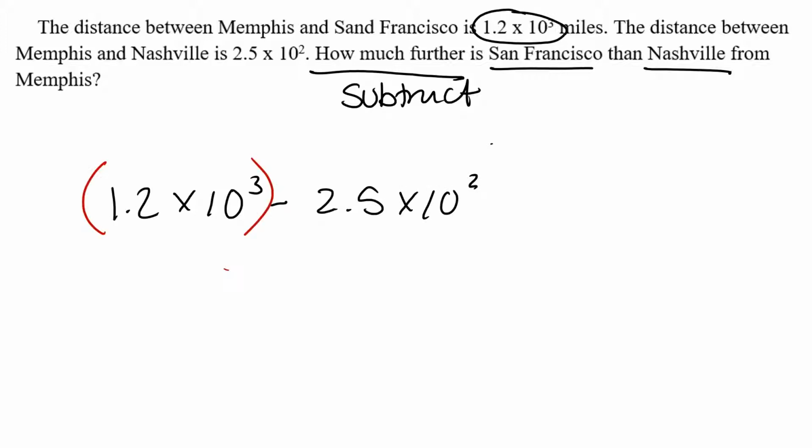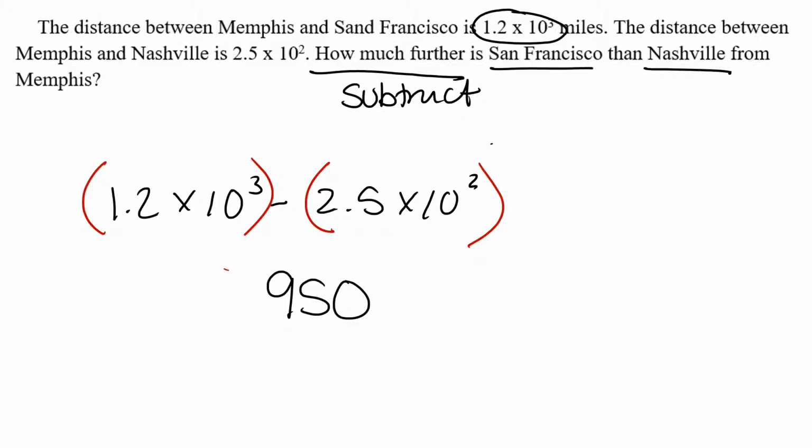Both of these problems are in scientific notation, so we need to make sure that when we type it in on the calculator, we use parentheses. So around the first problem, we're going to do parentheses 1.2 times 10 to the 3rd power. Minus, and then again, the second problem in parentheses, 2.5 times 10 to the 2nd power. And we get the answer of 950.